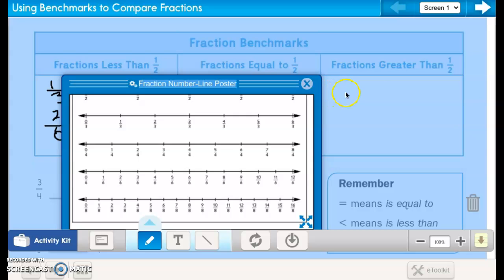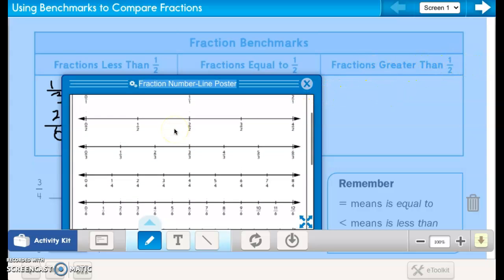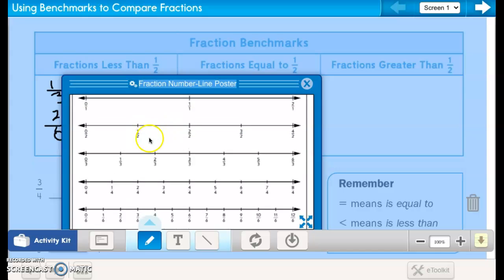All right, so fractions greater than a half. So now we have to look at the halfway mark and look at fractions that are bigger than half. So here's the halfway. Look at this. If it's on the right side, it's bigger. Right side of the half. So this fraction right here is bigger. So we are going to write here 2/3.